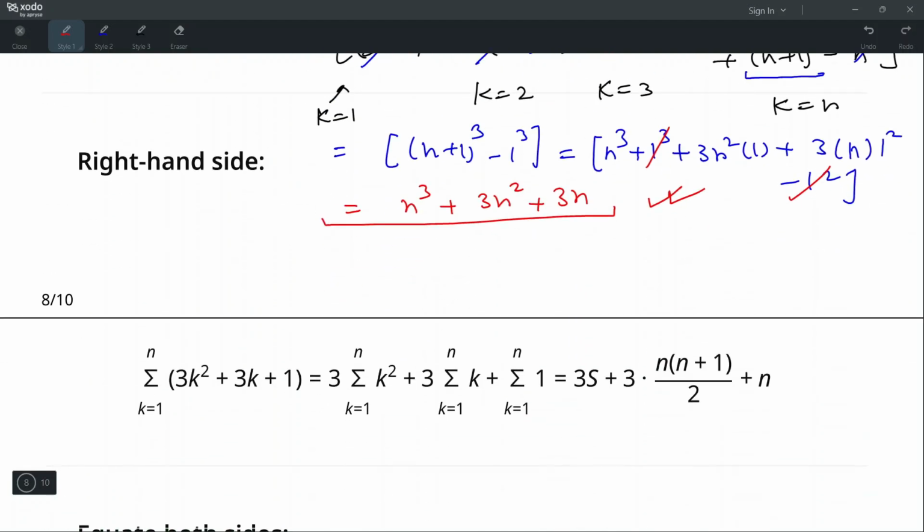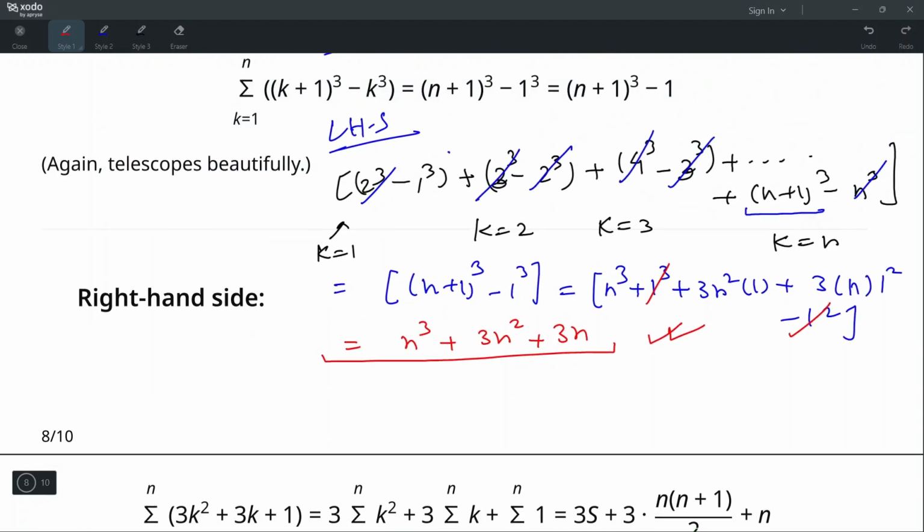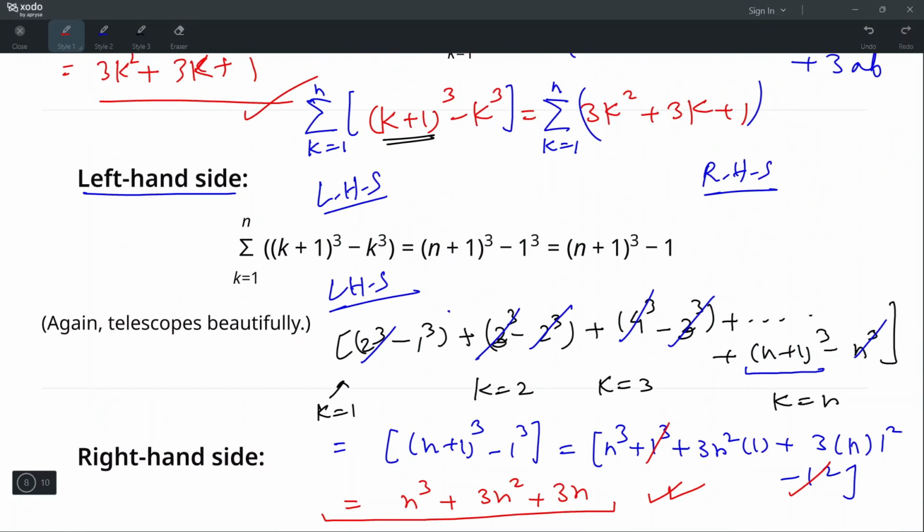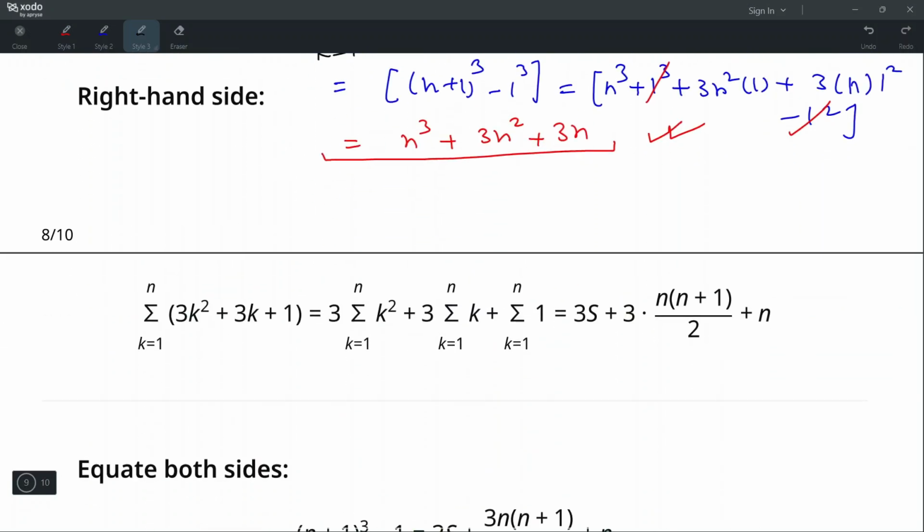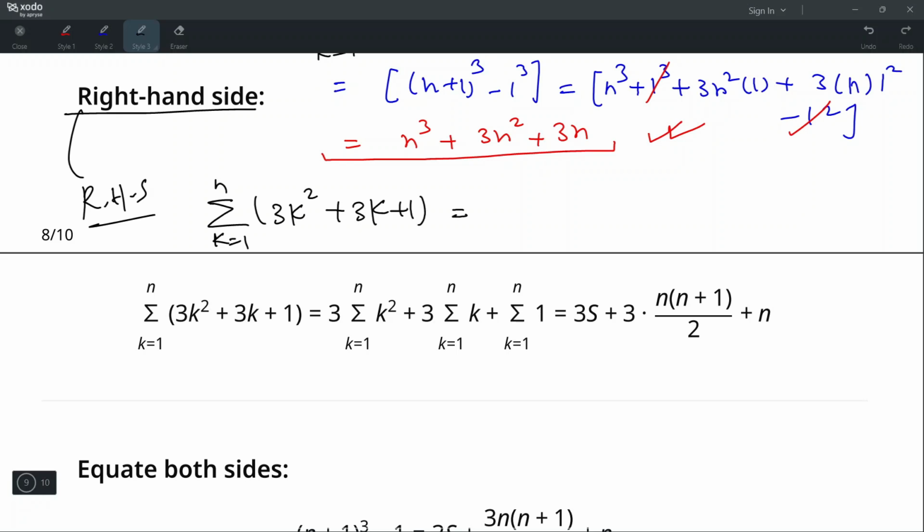Okay, tackling the right hand side. Remember, this is our right hand side. This is what we have got, 3k squared plus 3k plus 1. So for the right hand side, we are summing k equals 1 to n of 3k squared plus 3k plus 1. We will distribute this because it's a direct sum. We can distribute over the terms.